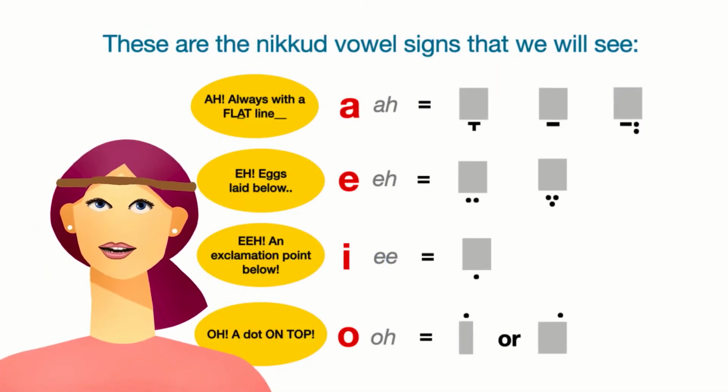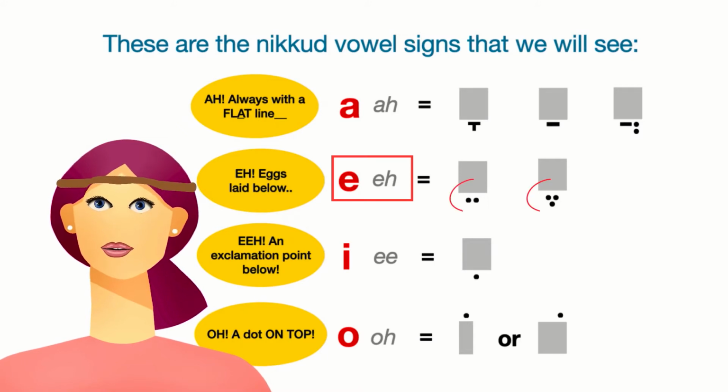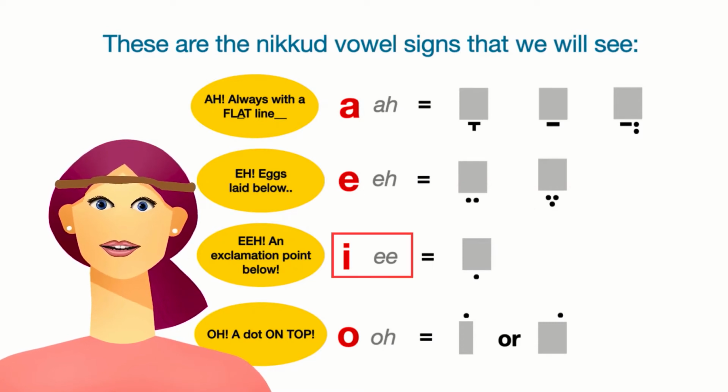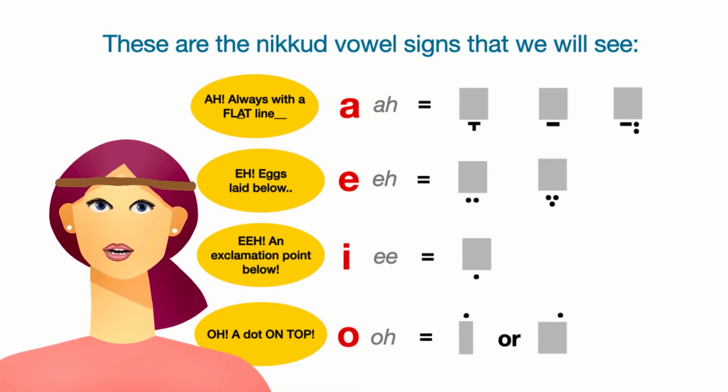And this time, we'll see more nikud vowel signs. Note that the nikud signs for the vowel a always have a little flat line. And the nikud signs for the vowel e always have a minimum of 2 little dots below a letter, so remember E for egg, and it really looks like eggs being laid below. Now, the vowel e is like the dot below an exclamation point, so remember it like the exclamation of a shriek during an injection. And the nikud sign for the vowel o is always a dot on top of a letter.